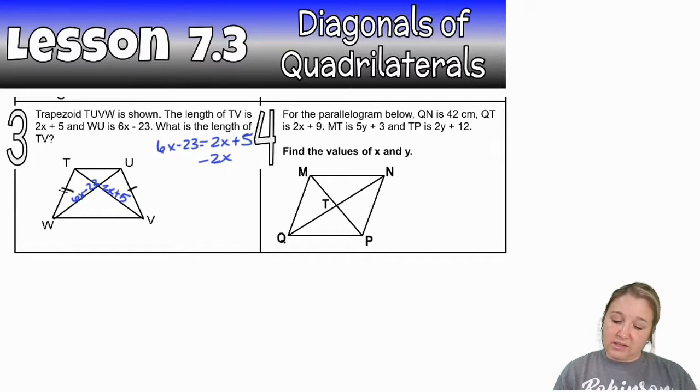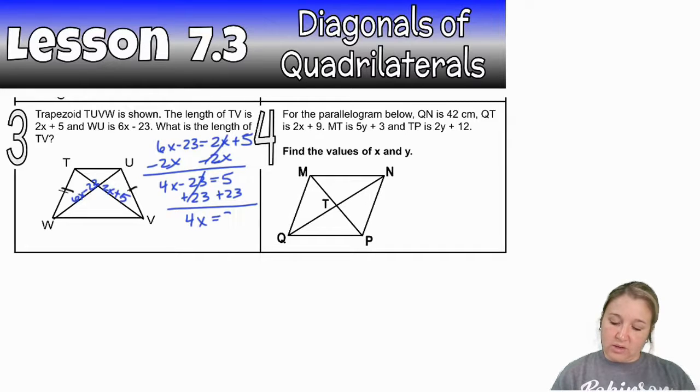I'll subtract 2x from each side. And so 4x minus 23 is equal to 5. Add 23 to both sides. 4x is equal to 28. Divide by 4, and x is equal to 7.